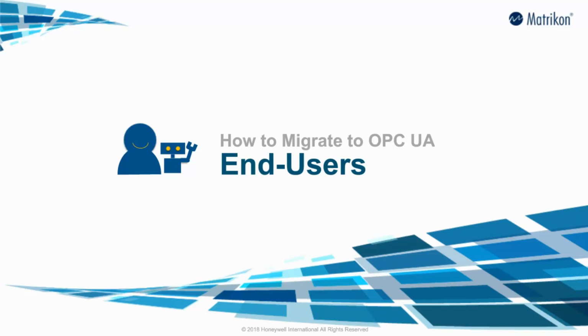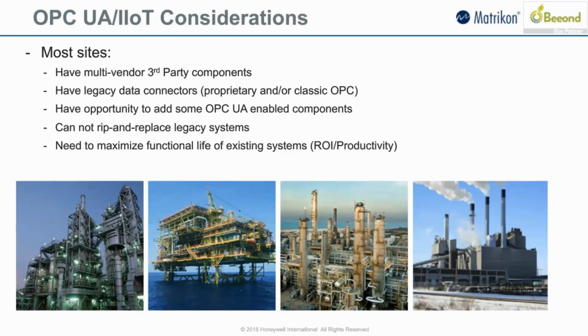With that said, there is a need to move from classic OPC to OPC UA and better IoT enablement through the new OPC UA. What's shown here is some of the challenges that manufacturers, oil companies, energy companies face when considering moving to a new technology like OPC UA. They can't just rip everything out. It's just cost prohibitive. There's no way to do that.